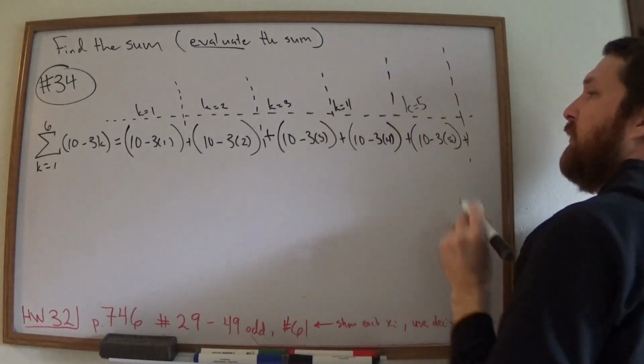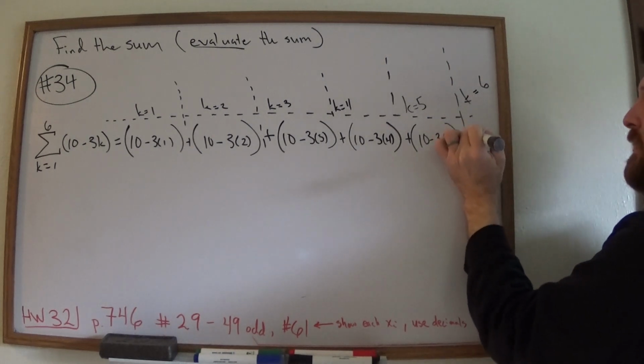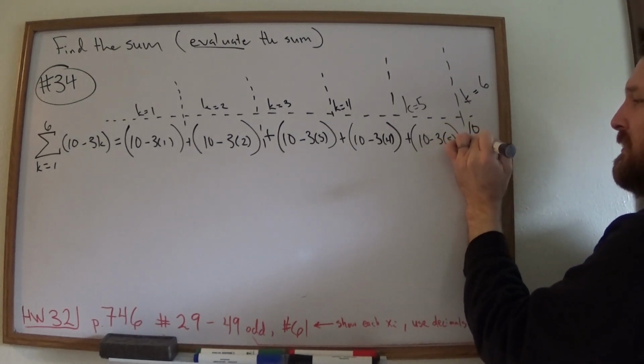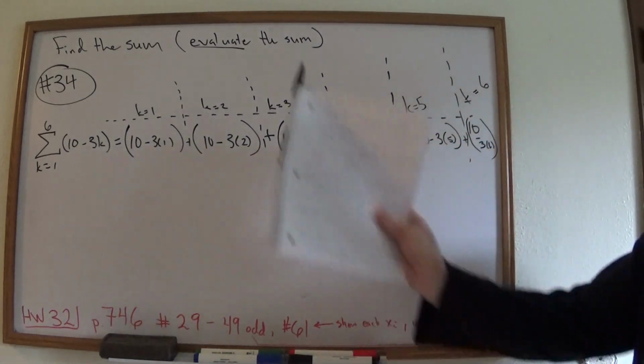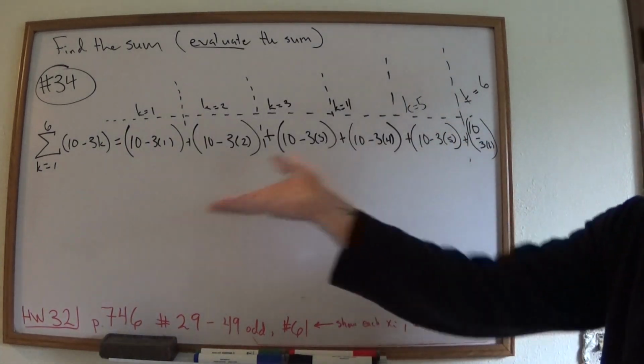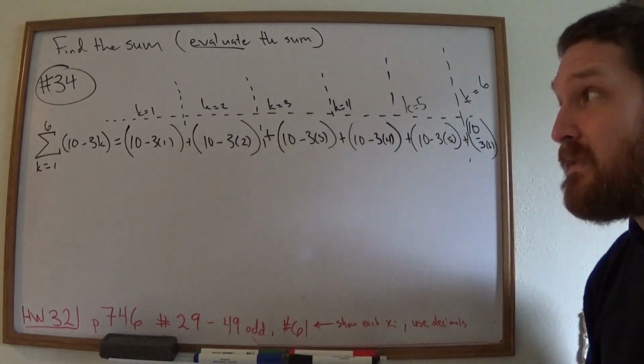Finally, sorry, this is going to look really ugly. This is when k is equal to 6. We get 10 minus 3 times 6. Now let's actually evaluate it, right? Yes, this is true. That's nice. But we can actually figure out what this is.